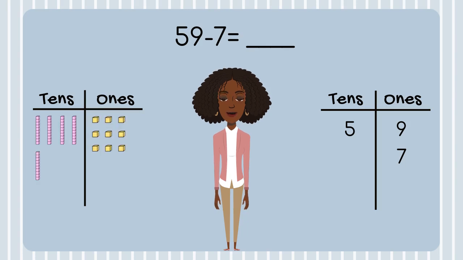Now I'm ready to subtract. I'm going to start in my ones place. I have 9 ones, and I need to subtract 7. 1, 2, 3, 4, 5, 6, 7. I have 2 ones left. Now I'll subtract my tens place. I have 5 tens, and I don't need to subtract anything, so I still have 5 tens. 59 minus 7 equals 52.